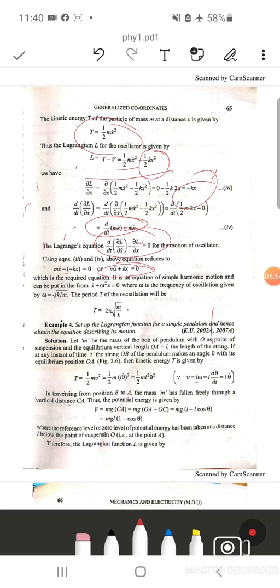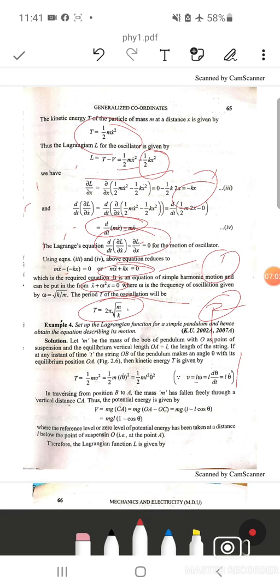It is an equation of simple harmonic motion and can be put in the form of the general equation ẍ + ω²x = 0, where ω is the angular frequency, equal to 2π/T. Let this be equation 1 and this be equation 2. Comparing these two equations, we can find the time period. Comparing, ω² = k/m, and equating ω, the angular frequency, to 2π/T and finding the value of T, we get T = 2π√(m/k). That is the time period T of the oscillation.